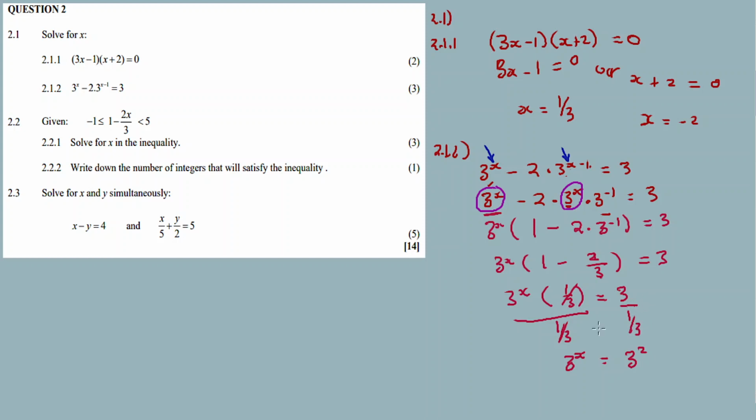Basically, it's 9. Or ungavele uthi, okay, instead of dividing the multiplier by 3 over 1, the multiplicative inverse of 1 over 3, ubuye multiplying with 3 over 1. 3 times 3, it's 3 squared. Therefore, you just drop the exponents. x is equal to 2. This is your answer.